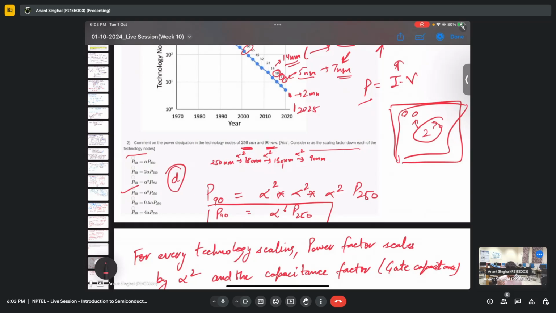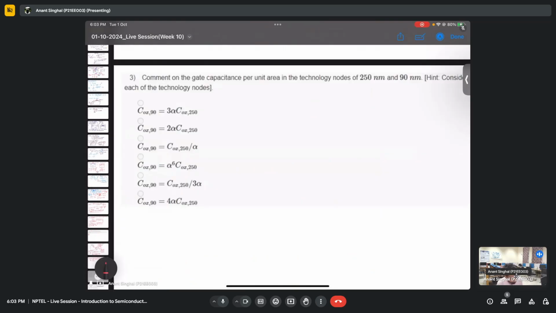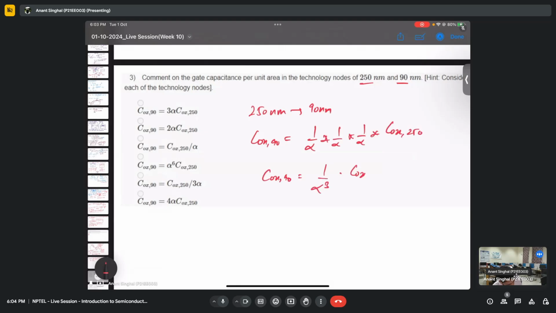So let's move forward. Okay, so we have this comment on the gate capacitance per unit area. It is again going from 250 to 90 only. So Cox 90 will be 1 by alpha times 1 by alpha times 1 by alpha times Cox 250. So Cox 90 will be 1 by alpha cube Cox 250.